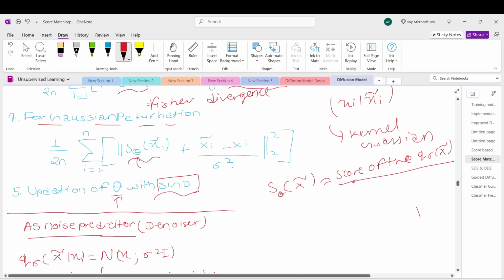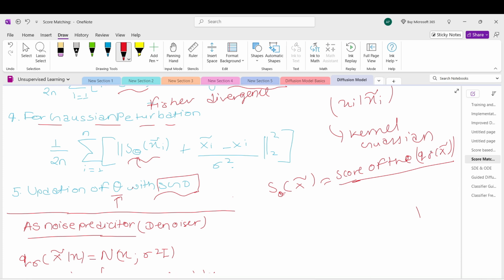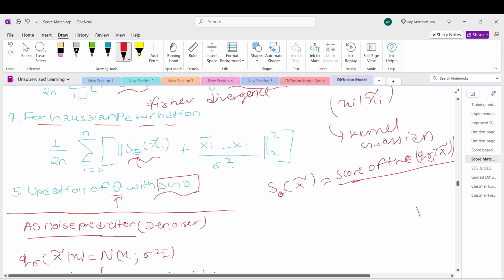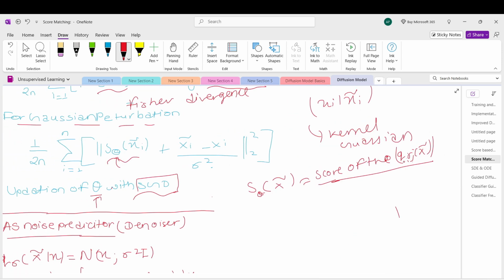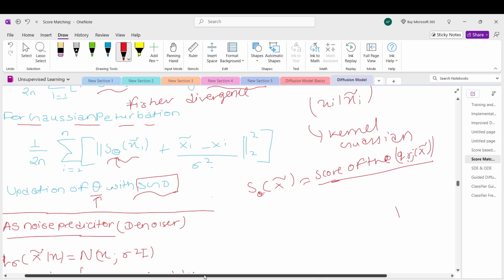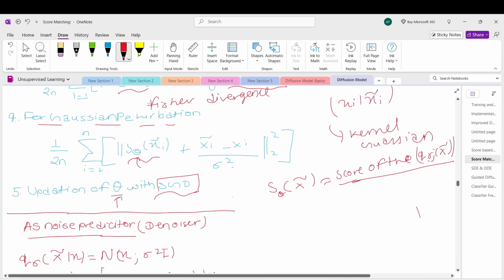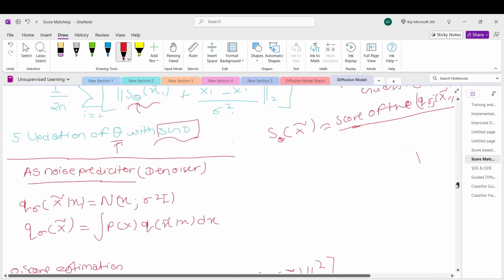So we are not right now approximating the real score, but we are approximating the score of some noisy distribution. This is the intensity, this is sigma. We're going to understand sigma in detail, and it's a very important thing. What we are doing here is approximating the score of this distribution. We are not approximating the real distribution p of x. So how does it converge?